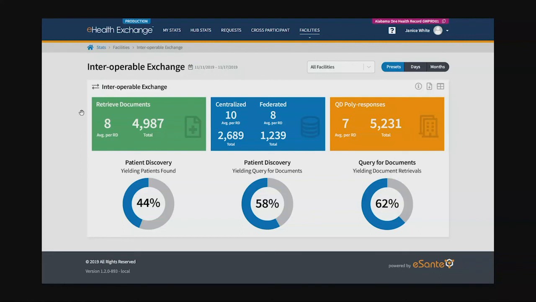For example, certain facilities within your own HIE maintain their own XDS.b repository. How many documents are being retrieved from those as opposed to your own centralized database? And poly-responses: how many queries for documents are retrieved from various different facilities? That might be interesting data to have available to you as HIE administrators.